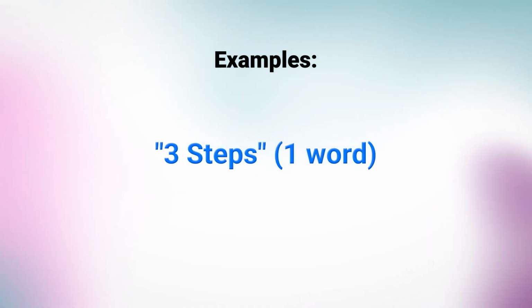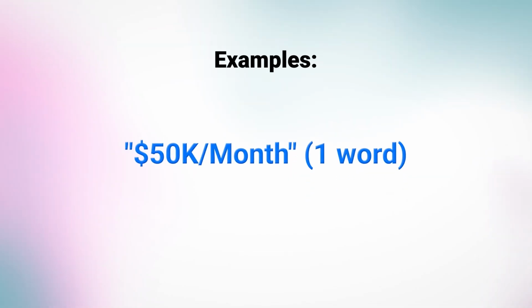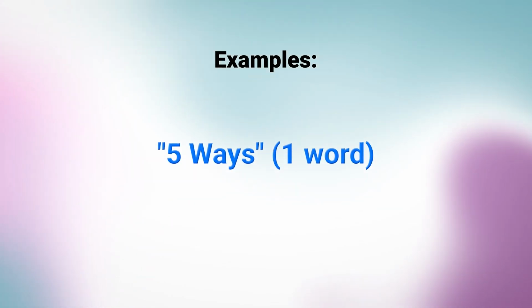Maximum 4 words need to be used in every single thumbnail. Numbers don't count as words. So "3 steps" is only 1 word because 3 is a number. This lets you pack more information while keeping it simple. Here are some examples of how you can use it. "3 steps" is still 1 word. "50K a month" is still 1 word. "5 ways" is still 1 word.